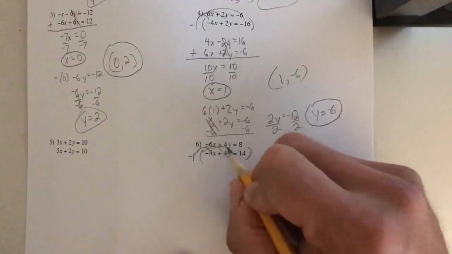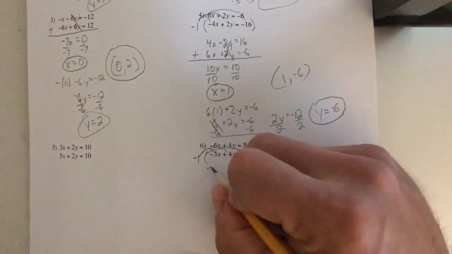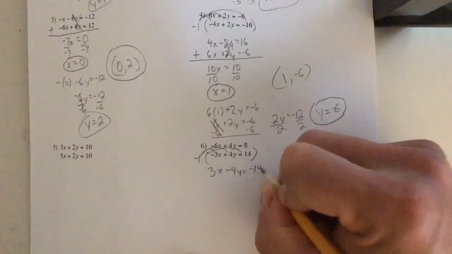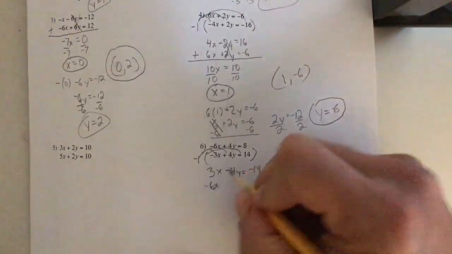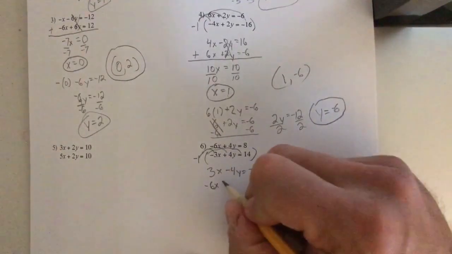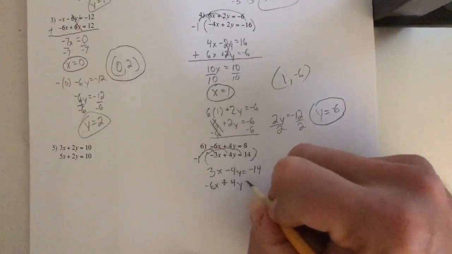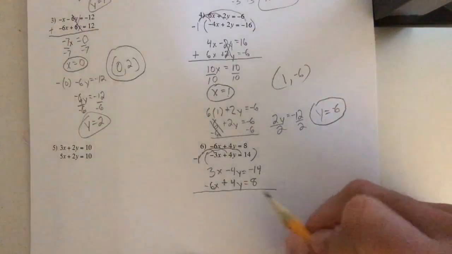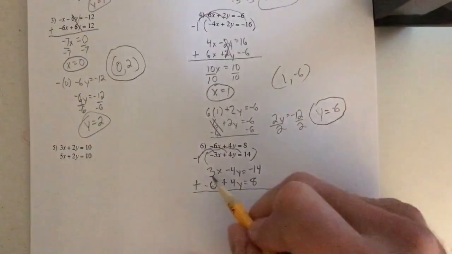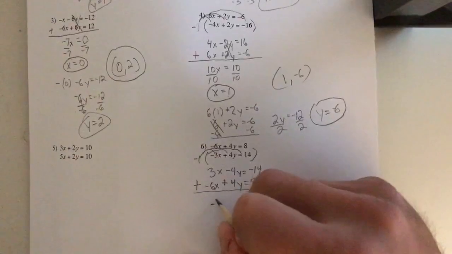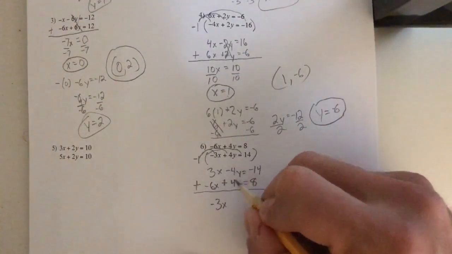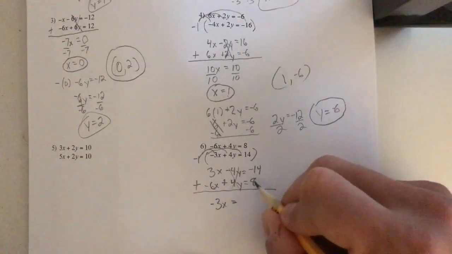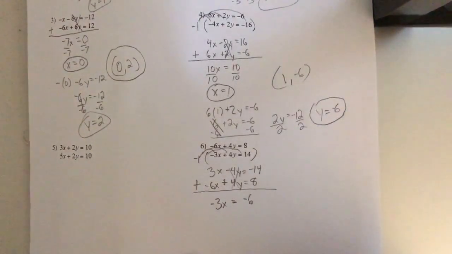So I'm going to distribute that to each term. We get positive 3x minus 4y equals negative 14. Now I'm going to rewrite my first equation, which was negative 6x plus 4y equals 8. Look at that, opposites. That's exactly what we were looking for. Now we can add our equations together. 3x plus negative 6x is negative 3x. Negative 4y plus 4y, those cancel. That's what we wanted. Negative 14 plus 8 is negative 6.